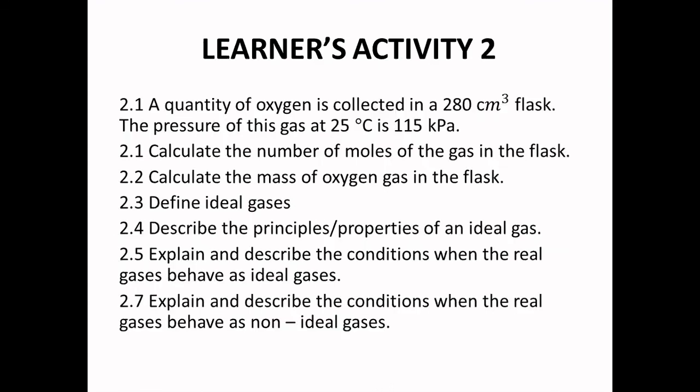Okay, let's go now to activity number 2. 2.1. A quantity of oxygen is collected in a 280 cubic centimeters flask. The pressure of this gas at 25 degrees Celsius is 115 kilopascals. The first question is to calculate the number of moles of the gas in the flask. Second question is to calculate the mass of oxygen gas in the flask. Third question is to define ideal gases. Fourth question is to describe the principle or the properties of an ideal gas.